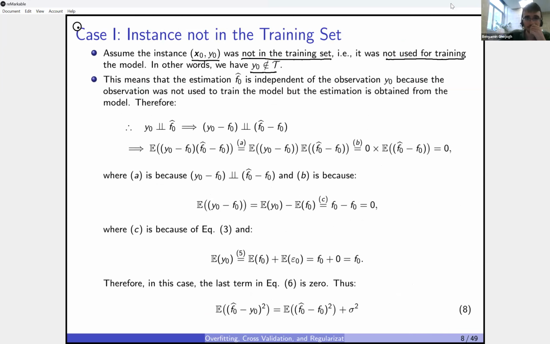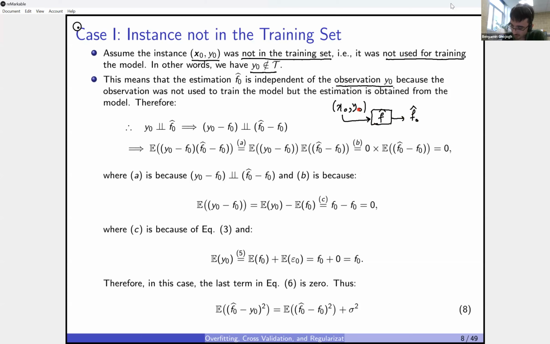This means that the estimation f0 hat is independent of the observation. So what was the observation? We have x0, y0, right? We know that x0, if we feed it to the estimated model f hat, gives us f0 hat or y0 hat, right?